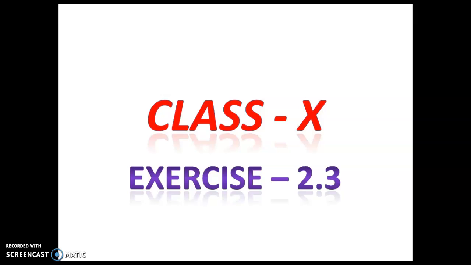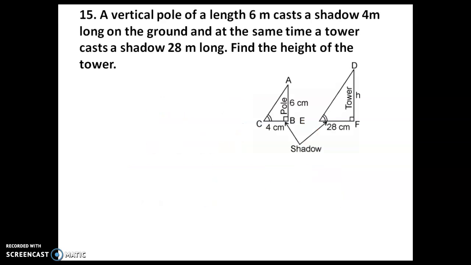Hello students, in this video let's continue exercise 2.3. Our 15th problem: A vertical pole of length 6 meter casts a shadow 4 meter long on the ground, and at the same time a tower casts a shadow 28 meter long. Find the height of the tower.